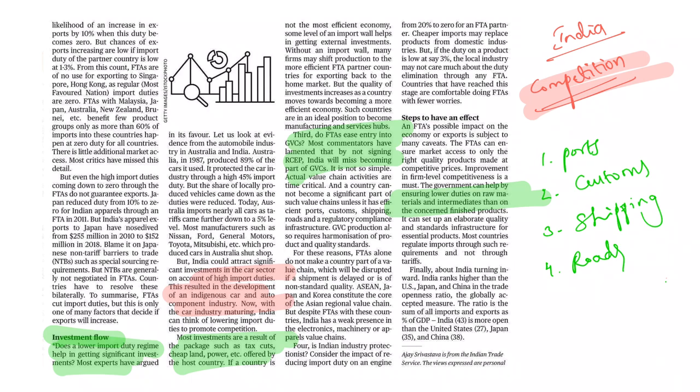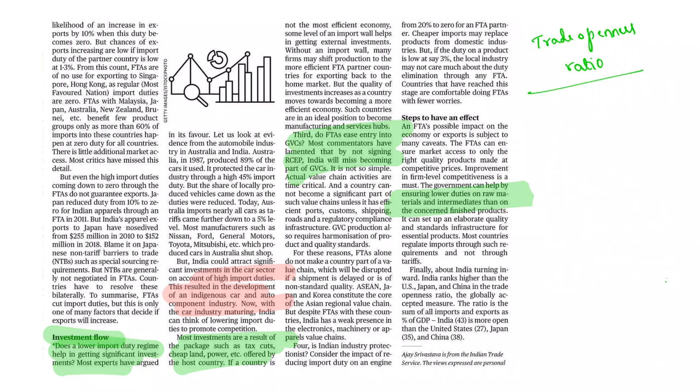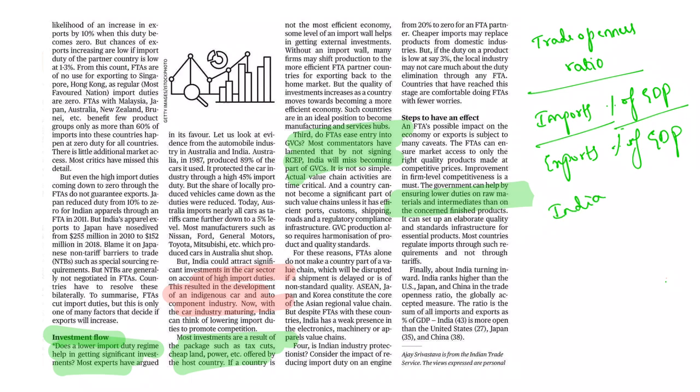And also, the author says India is not actually turning inward. India ranks higher than the US, Japan, and China in the trade openness ratio. This ratio is calculated as the ratio of imports and exports as a percentage of GDP. And India is more open than the United States, Japan, and China.